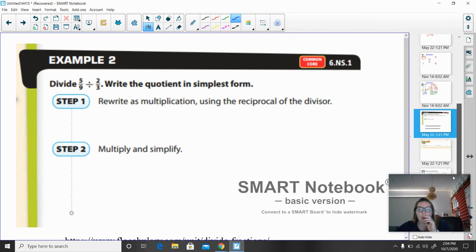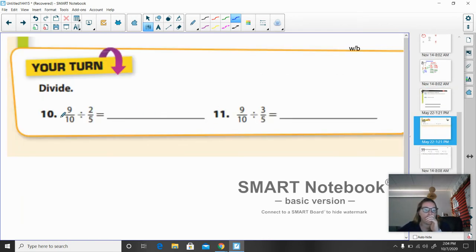So we're going to do a couple of practice problems here. First, I want you to start with 10. Go ahead and pause it and try it. So the first thing we do is we copy dot flip, or keep, change, flip. We keep our first fraction the same, change to multiplication, and find the reciprocal. Now we have a multiplication problem, so we know how to do this. I'm going to cross simplify. 5 divided by 5 is 1. 10 divided by 5 is 2. 9 and 2 can't be cross simplified, so they stay the same. 9 times 1 is 9. 2 times 2 is 4.